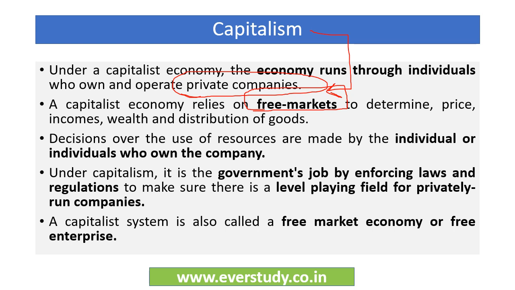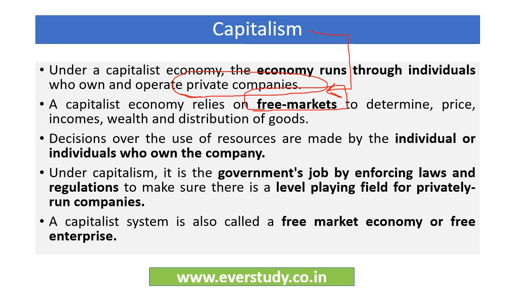So the market has some room to play, and that's why all the different factors like the price, the income, the wealth, the distribution of goods, are all dependent on the market. If the market feels that there is a proper demand for a product, its price is going to rise. In free markets, demand and supply act to determine the price of the goods being sold. So the government is not going to decide the price; the free markets themselves are going to decide the price.